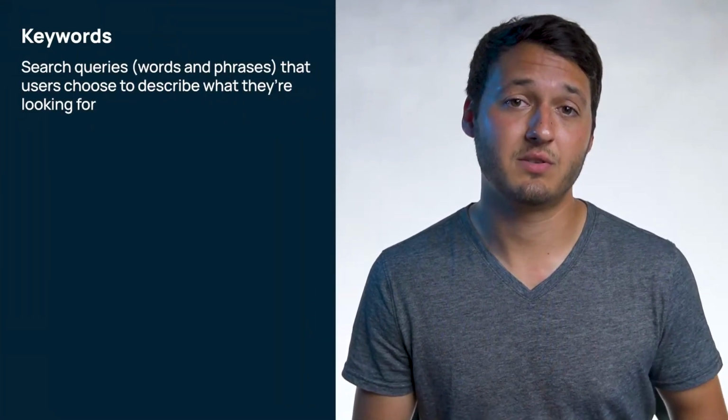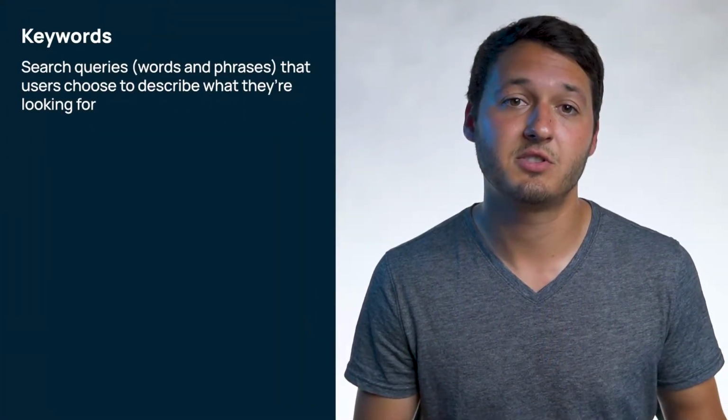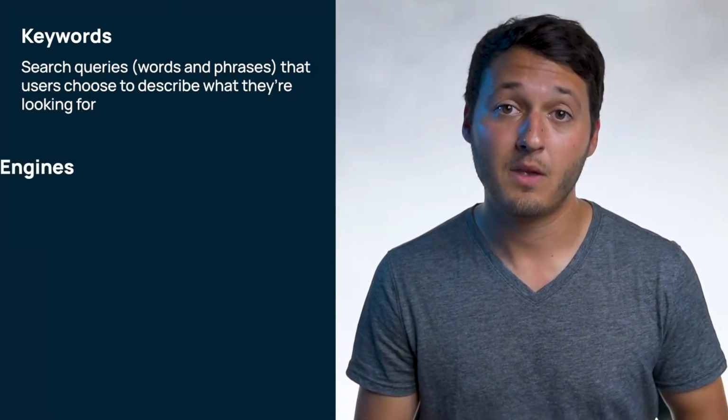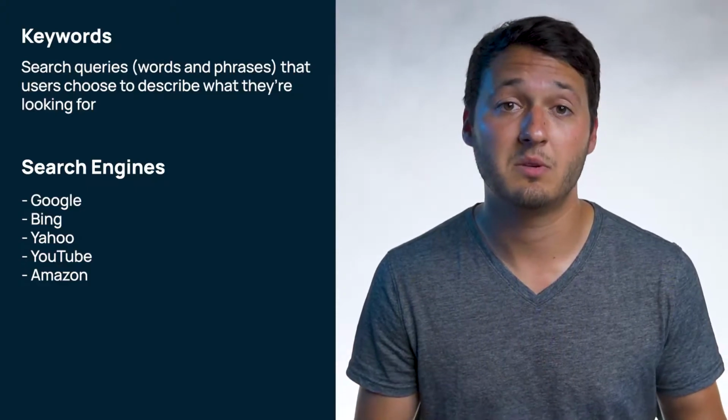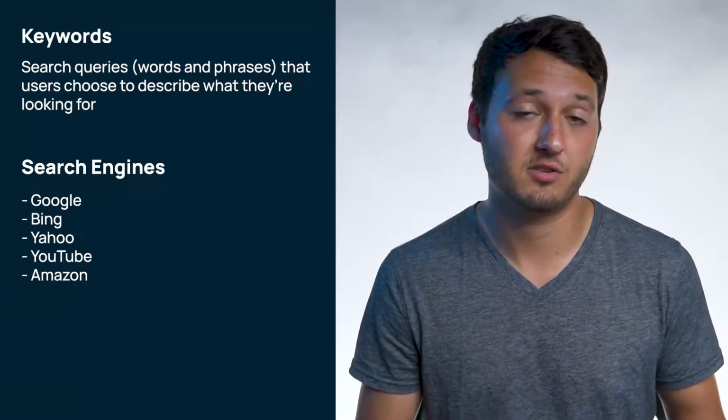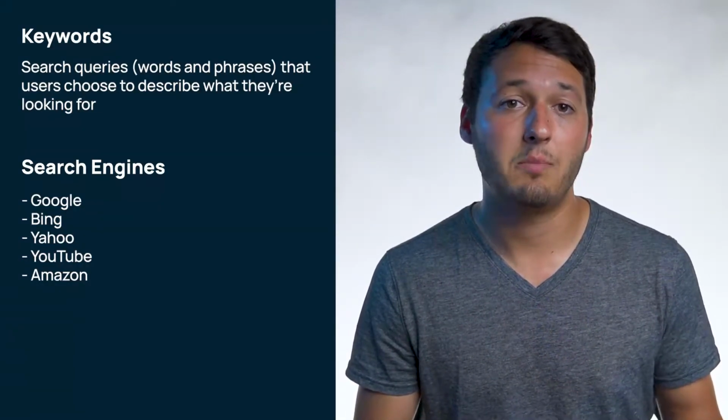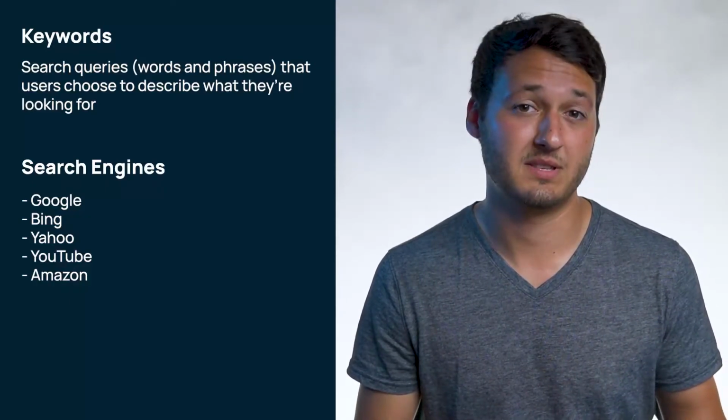So what are keywords? Keywords are search queries or words and phrases that users choose to describe what they're looking for. Google, Bing, and other popular search engines use keywords to determine what content is most relevant to each search query. This determines how web pages rank in search results for specific terms and phrases. There are many types of keywords, but let's start with 5 common categories you need to know. Short tail, long tail, geo-targeted, fresh, and evergreen.